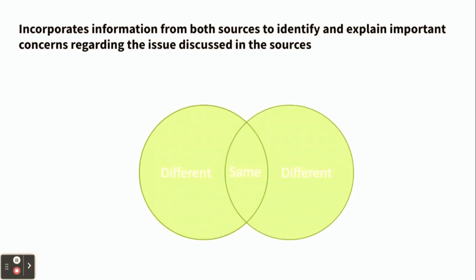The next one is incorporates information from both sources to identify and explain important concerns regarding the issues discussed in the sources. This is where, and I put up a Venn diagram, Venn diagrams from about 5th grade, of explaining the two sources and how they are very much a Venn diagram. How are they different? How are they the same? This is very close to that previous bullet point on the rubric, but the last one is a little bit more about organization.